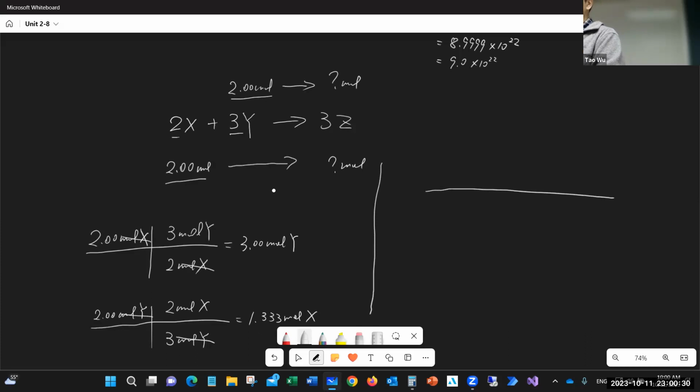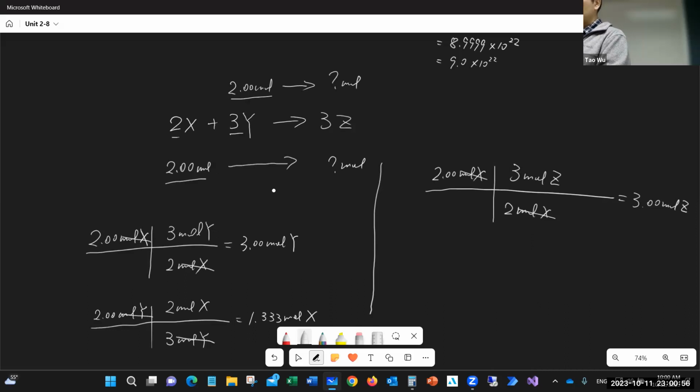Okay, so now if I use 2 moles of X, how many moles of Z are we going to produce? So 2 moles of X will produce 3 moles of Z. So moles of X cancel. We're going to produce 3 moles of Z.